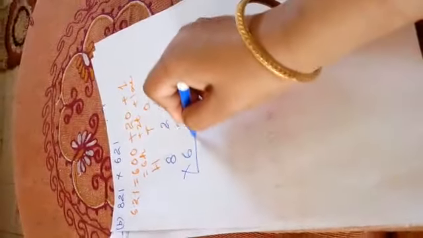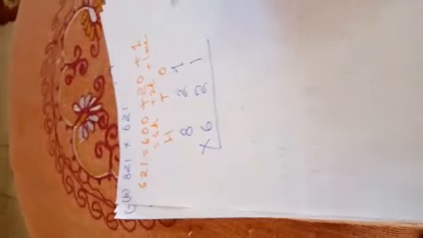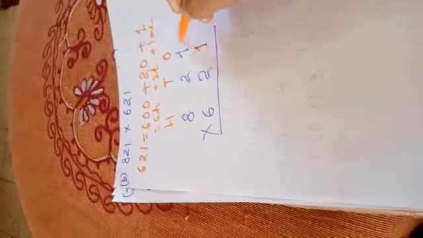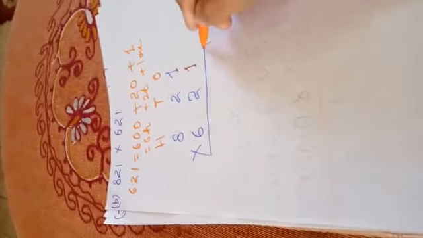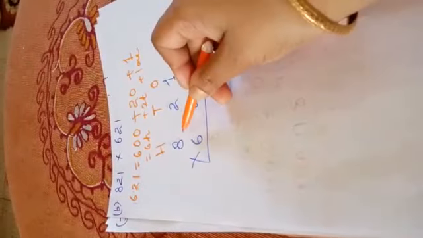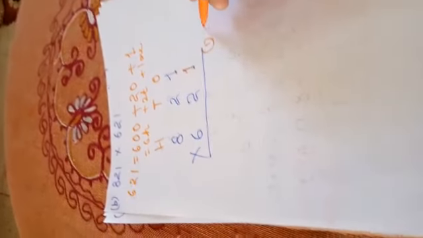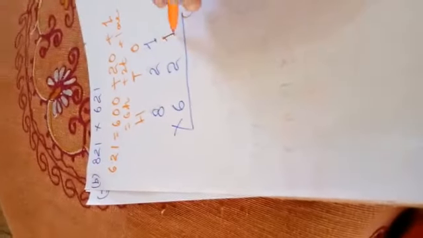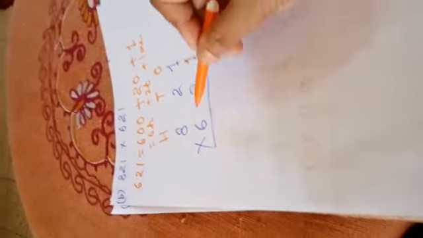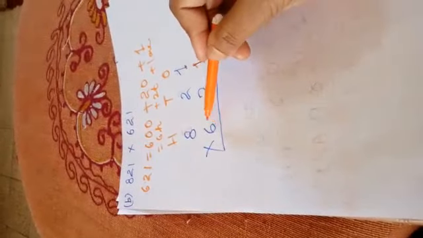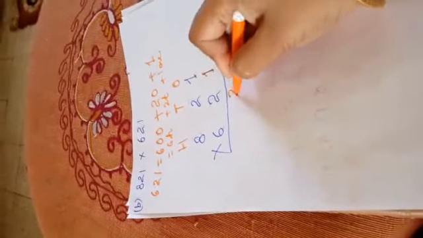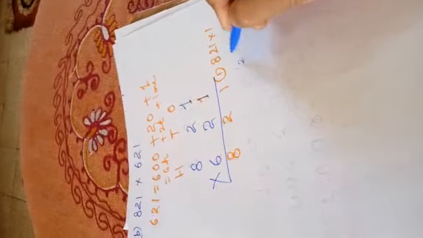Put down the multiplication sign. Now start the multiplication. We will start from where? Extreme right side, from ones place. So first step, what we will do? We will multiply 821 with 1. So let's start. 1 whose 1? It is the 1 of this multiplier 621. So start. 1 one is 1, 1 two is 2, 1 eight is 8. Okay. Now second step. What is the second step, children?